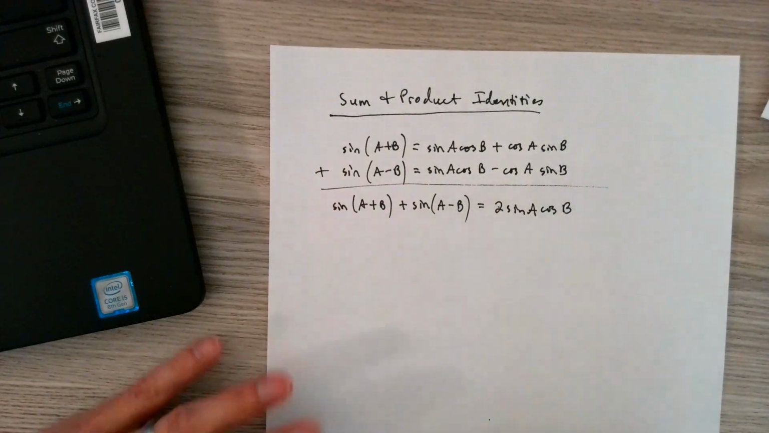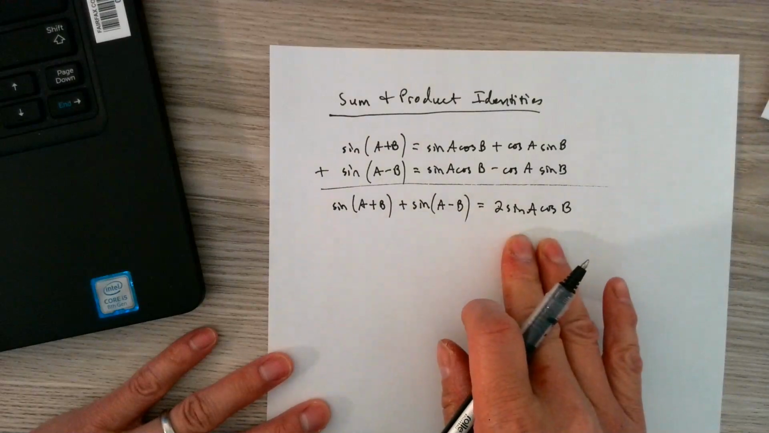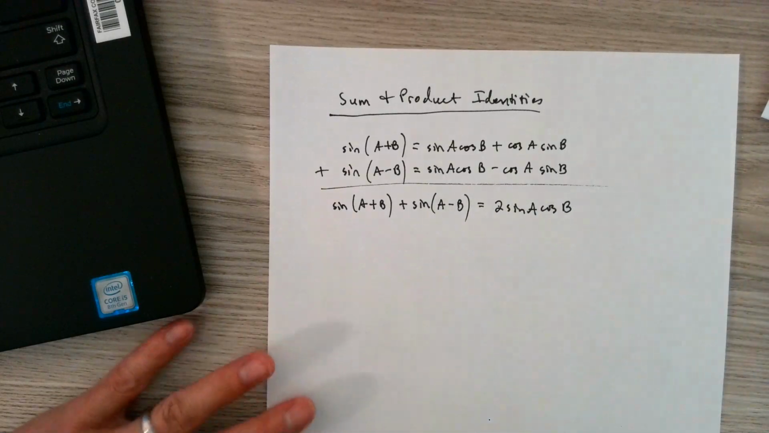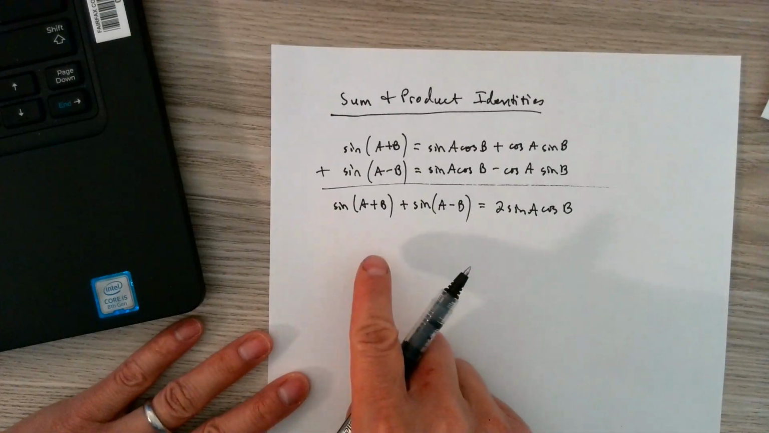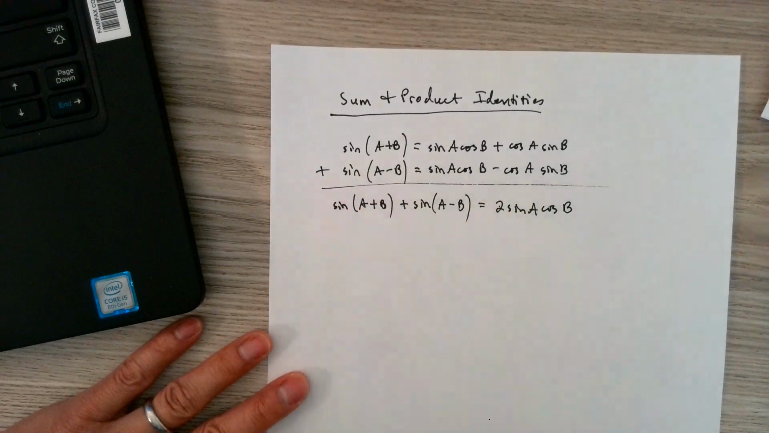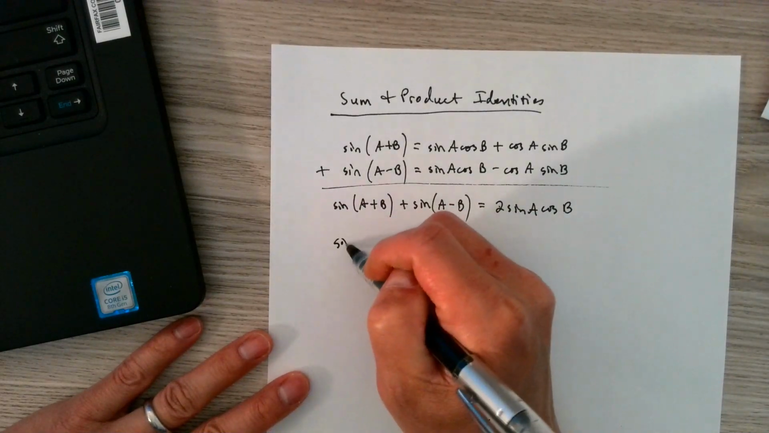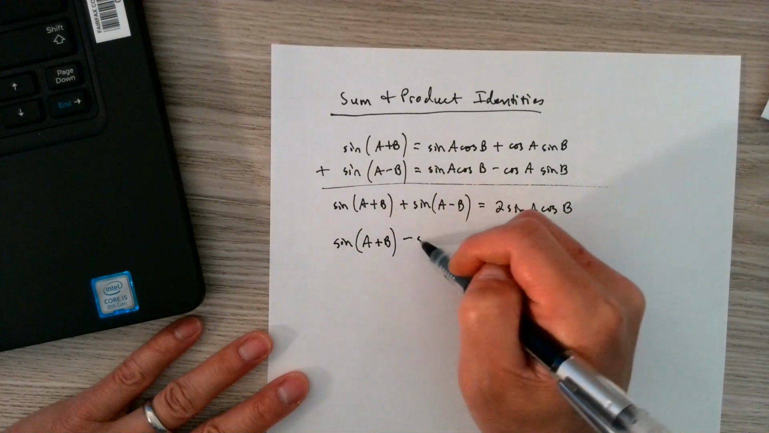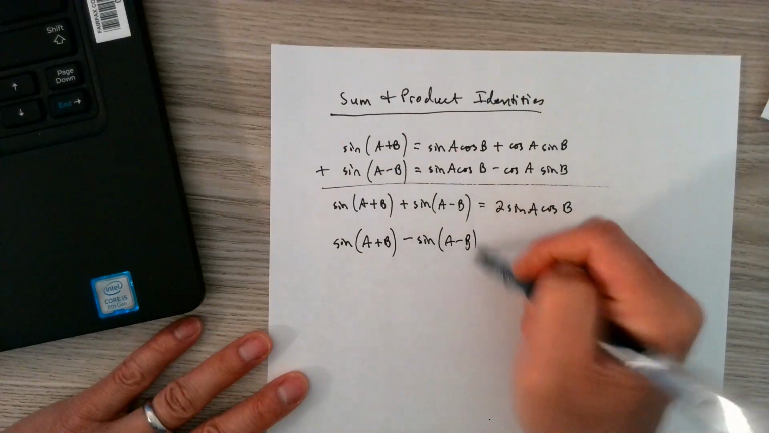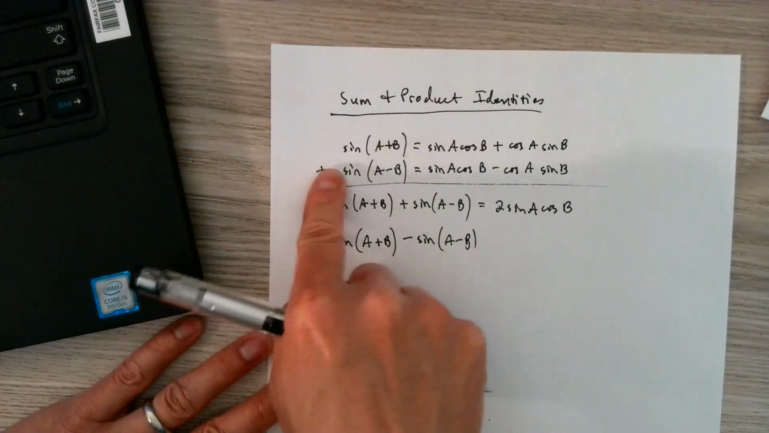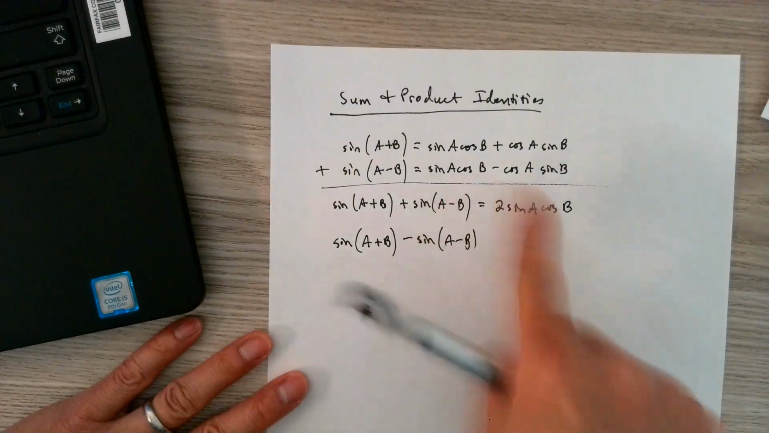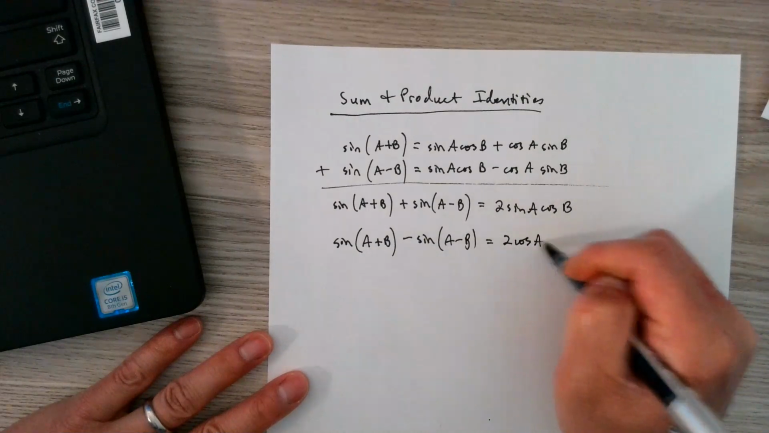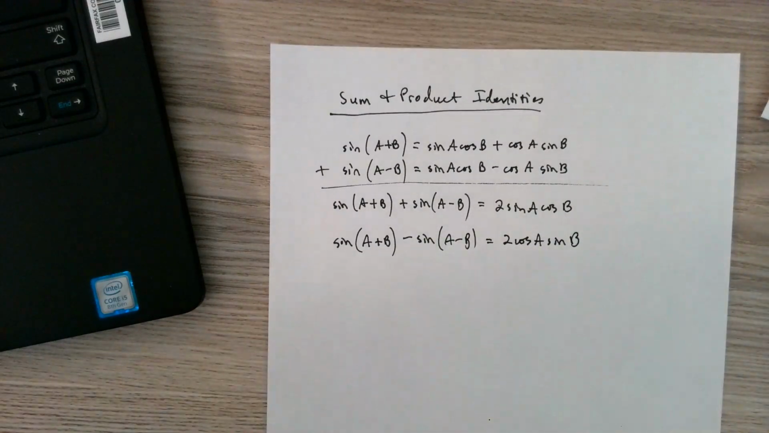Okay, but the main idea is I can express a sum as a product, or a product as a sum, and that's the key. That's the key value of these identities. Using the same method, I can find out that sine of A plus B minus sine of A minus B. If I'm using the same two identities, I'm just going to subtract here instead of add. I won't do all the work, but you would end up with that.